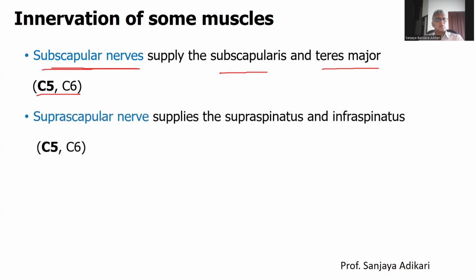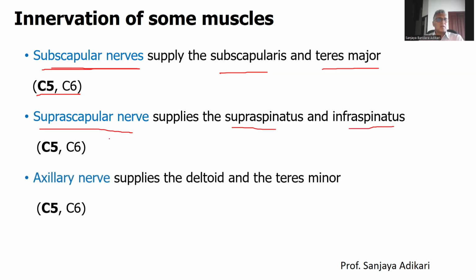Then you have suprascapular nerve. Suprascapular nerve supplies the supraspinatus and infraspinatus muscles with the same segments. Then the important axillary nerve, which supplies the deltoid, which is an important supply, and then the teres minor muscle with the same segments, C5 and C6.